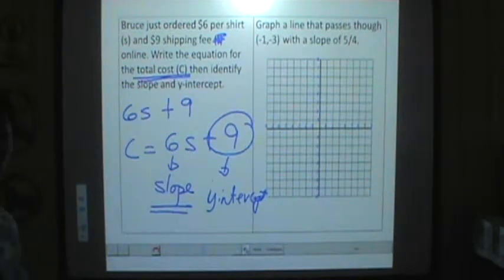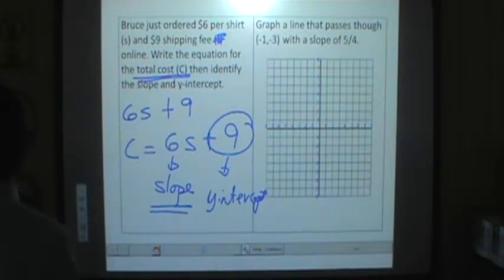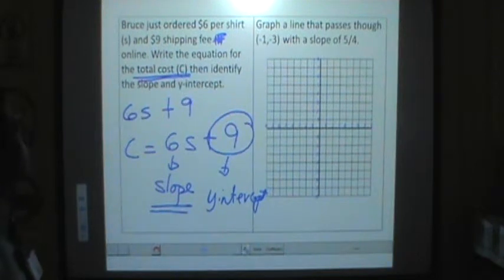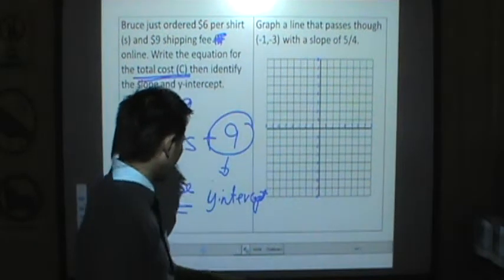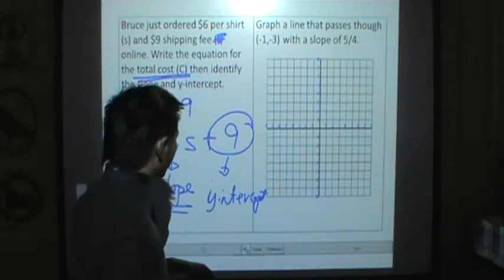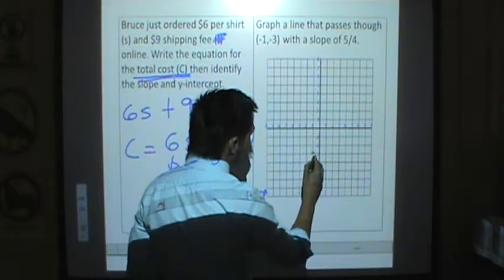Okay. Again, if you want to master this question, I really need you guys to pause the video and try it. So let's go ahead and do the last question. Here we have to graph a line that passes through (-1, -3) with a slope of 5/4. First we have to plot (-1, -3), and that would be this point.